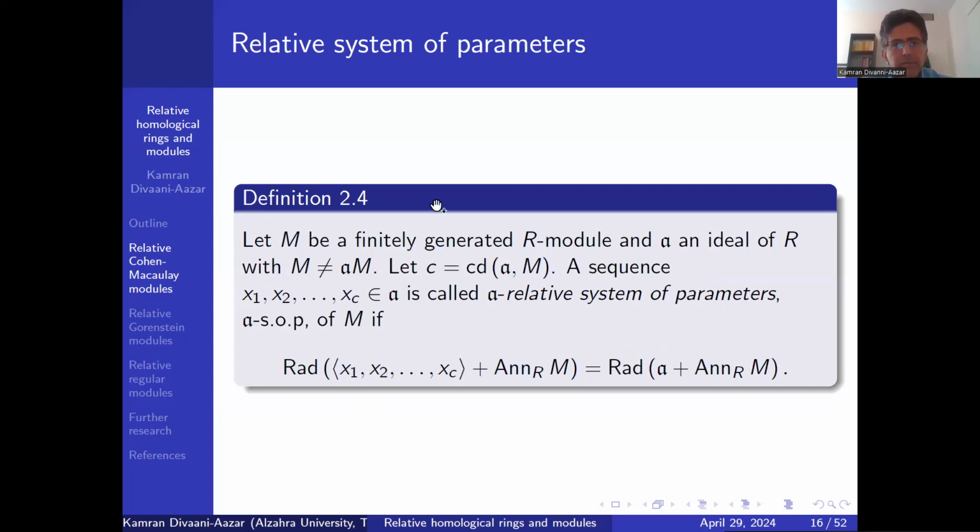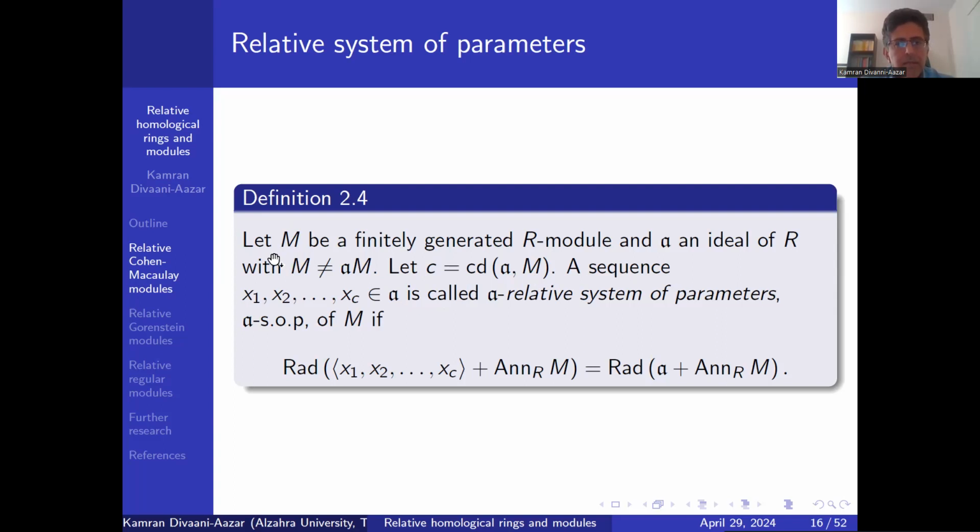Now we are going to define a relative system of parameters. This is a very powerful tool for relative homological modules and rings. You know, in the ordinary theory of homological modules, most of them are defined by a system of parameters. So if we have a good theory of relative systems of parameters, then we will be able to define relative counterparts of those homological modules.